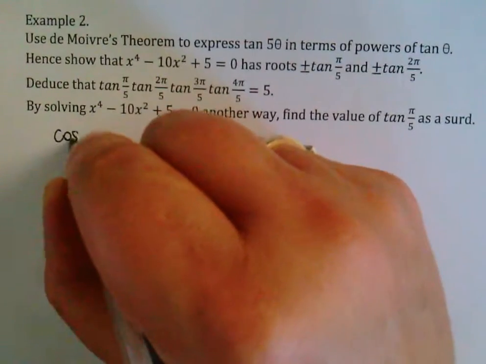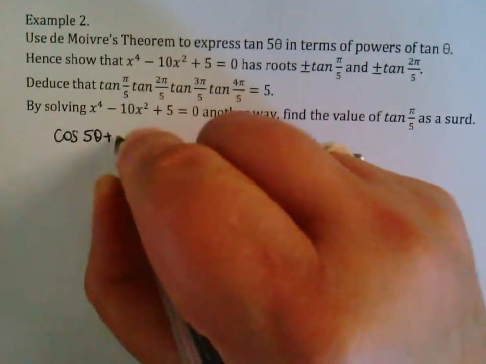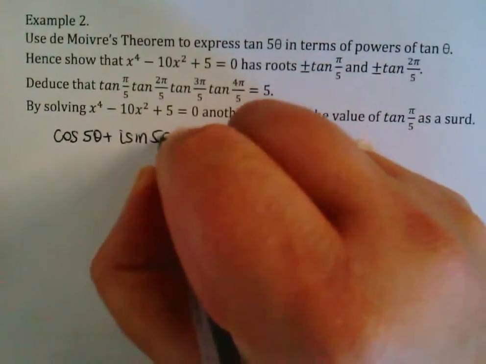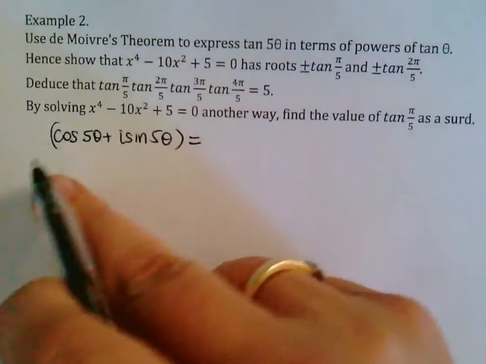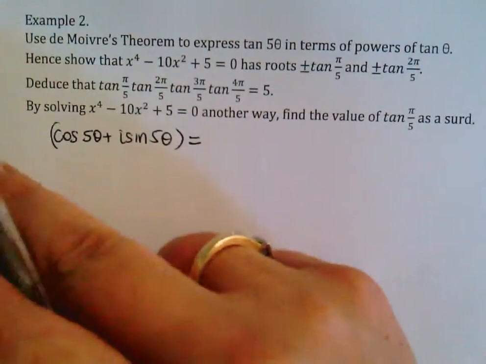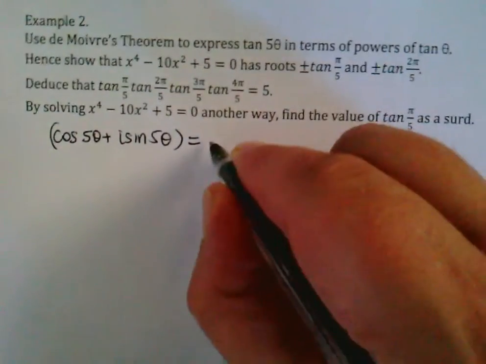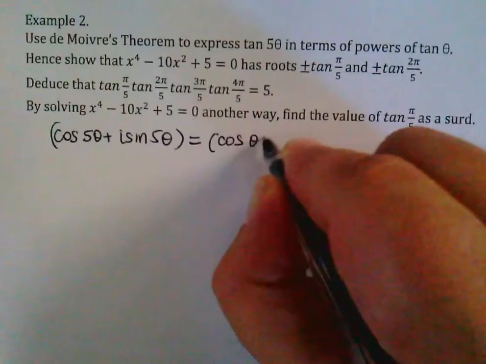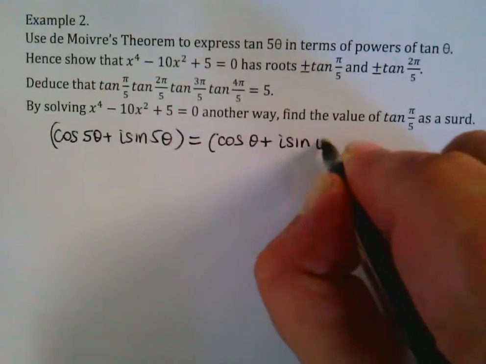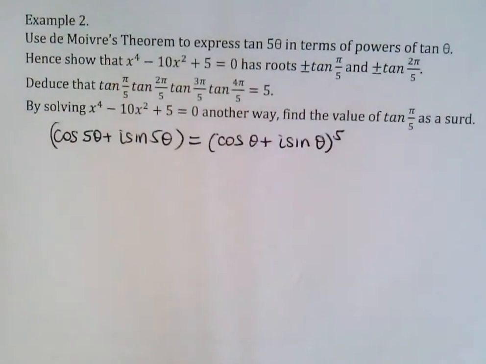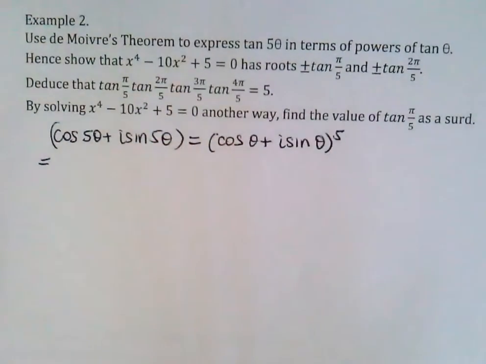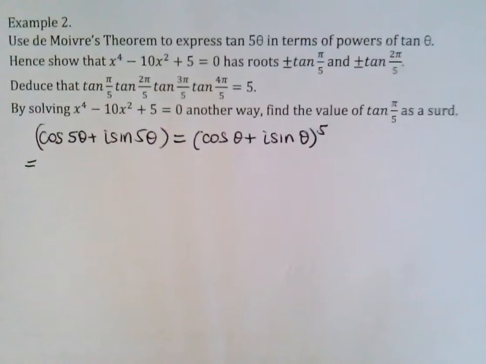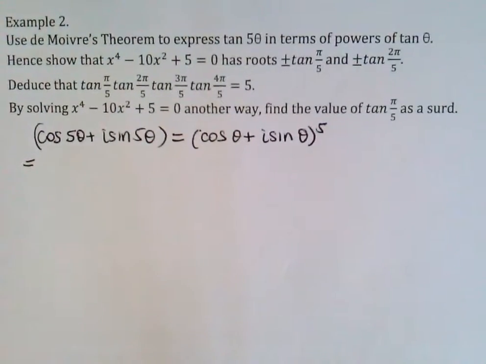So we're going to go cos of 5 theta plus i sine 5 theta. This is your de Moivre's theorem way, where you've got 1 to the power of 5 out the front, equals cos theta plus i sine theta to the power of 5. Now I'm going to need a lot of room, so I'm going to have to move over. I'm going to expand the right-hand side.